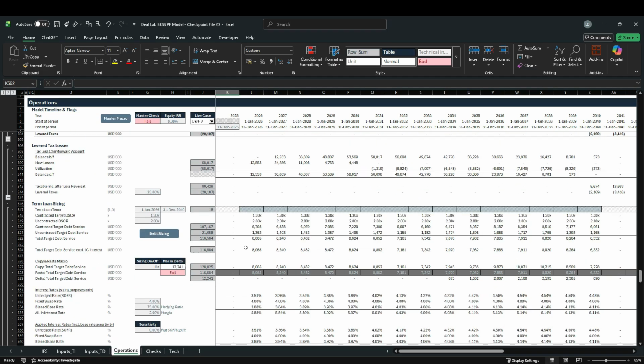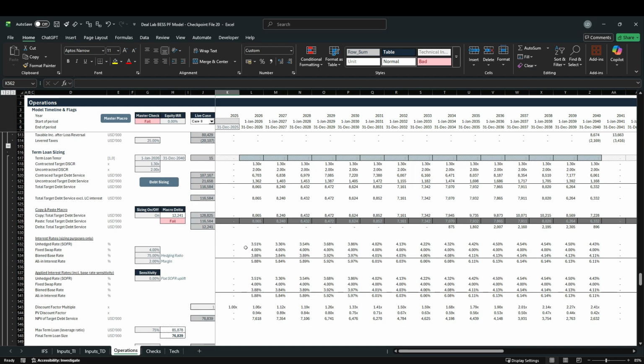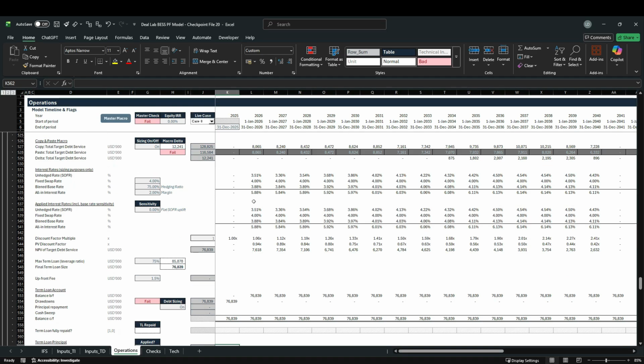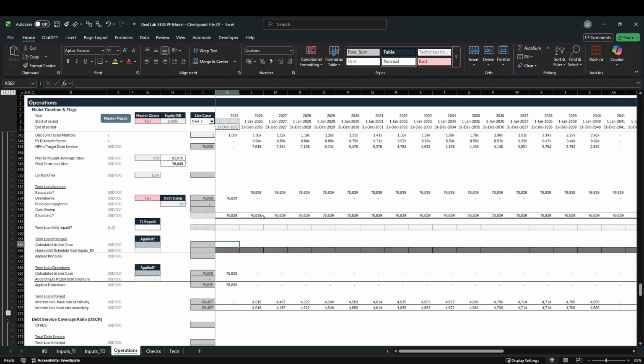And with these CFETs, we have determined a target debt service amount in accordance with our target DSCRs of 1.3 for contracted cash flows and 2.0 for merchant cash flows. So what we will do is we will take our target debt service, excluding any LC interest, of say 8 million in the first period, subtract our interest expense, and whatever is left over after subtracting our interest expense will be used to pay our principal.